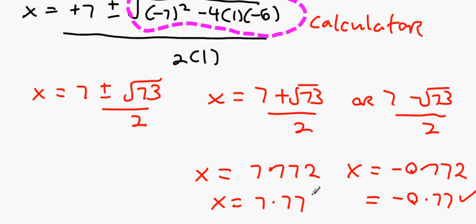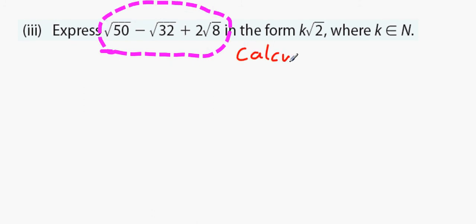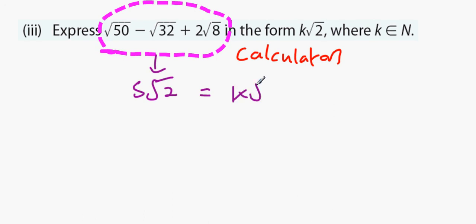Now, once again, just put this directly into the calculator. Okay, so I'm just going to put this all into my calculator here. Root 50 minus root 32 plus 2 root 8. And what we're going to get here is 5 root 2 equals k root 2. K equals 5. Okay, it's that easy.